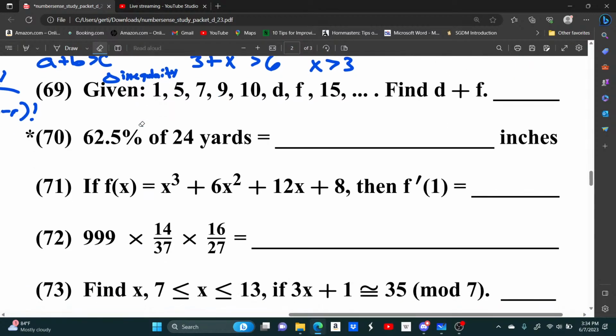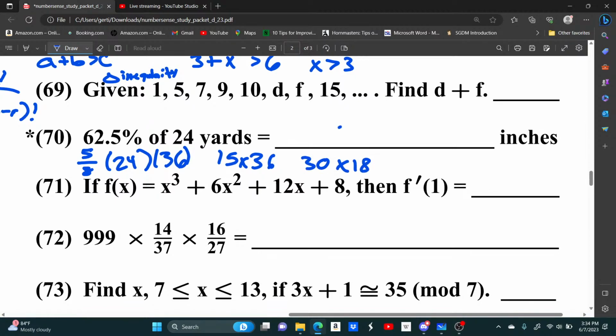Okay, 70. 62.5% of 24 yards is how many inches? So 62.5%, that's just 5/8. And then 24 yards to inches will be 24 times 36. Well, 24 times 5/8 is 15. 15 times 36, if we use double and half, is the same thing as 30 times 18, which would be 540 inches.